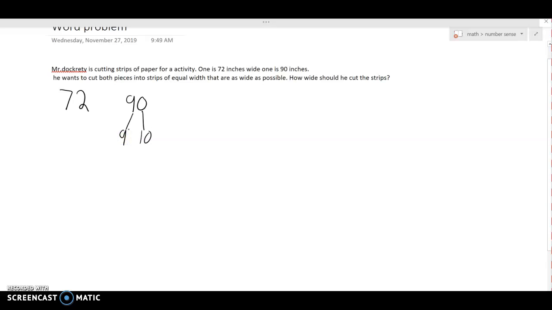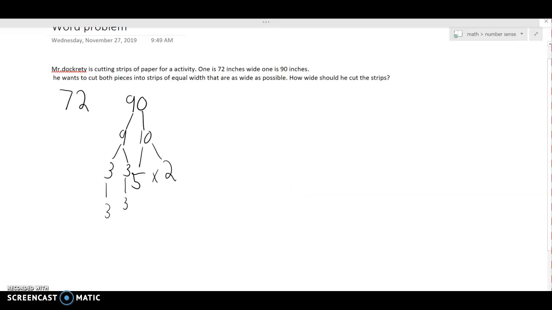And then you have to make another factor tree. So 10 divided by 2 is 5, and 5 times 2 equals 10. Now 9 divided by 3 is 3. So now let's do this. So 3 is a prime number. 3 is a prime number.